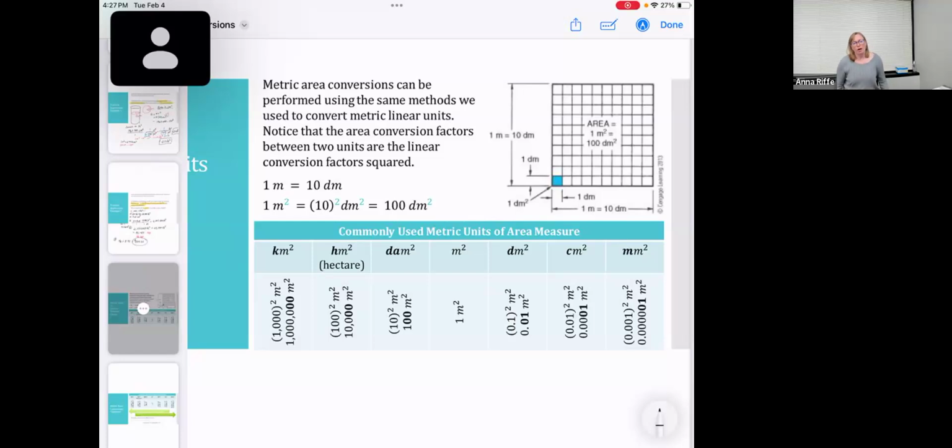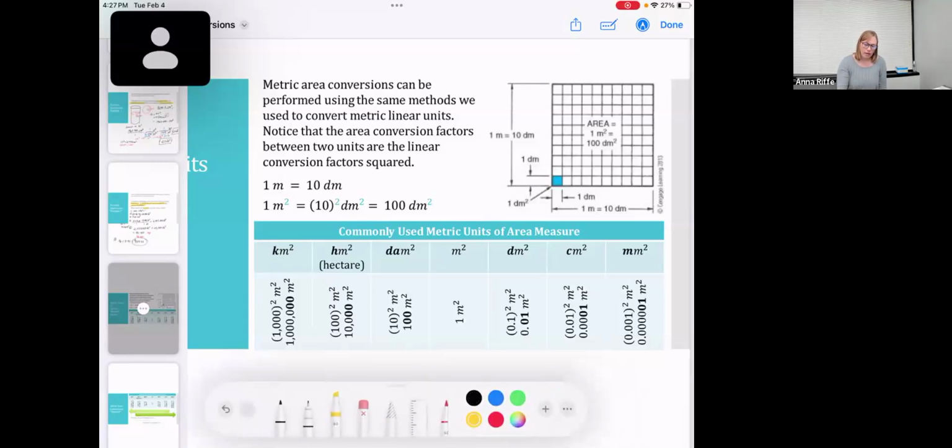We can do the same thing with area, but we have to examine our conversion factors again to think about how we move the decimal point. We have said, for example, that 1 meter is equal to 10 decimeters. Those prefixes are right next to each other. Whenever the prefixes are right next to each other in linear conversions, then we want to move the decimal point once, or it changes by a factor of 10.